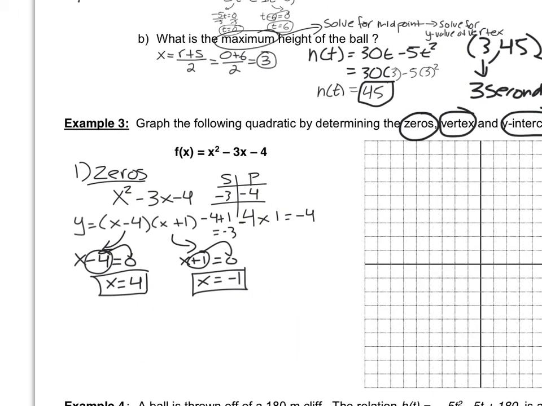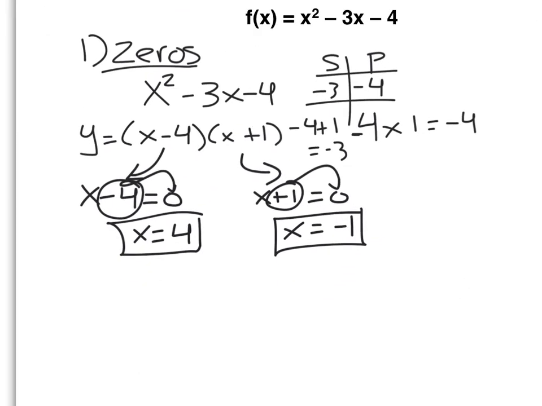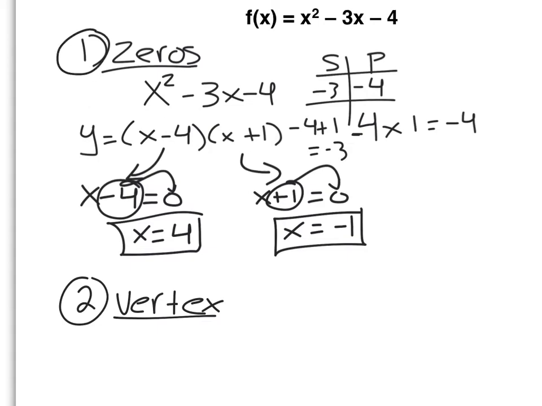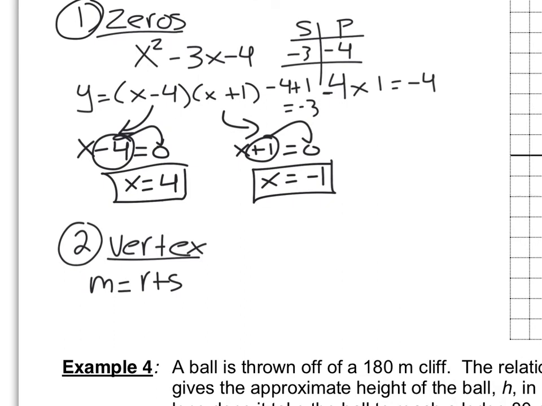The next part that it's asking me to solve for is the vertex. In order to solve for the vertex, we're going to need first the midpoint. So we'll solve for the vertex by first solving for the midpoint, where we take our two x-intercepts, 4 and negative 1, add them together and divide by 2. So we'll end up with 1.5.